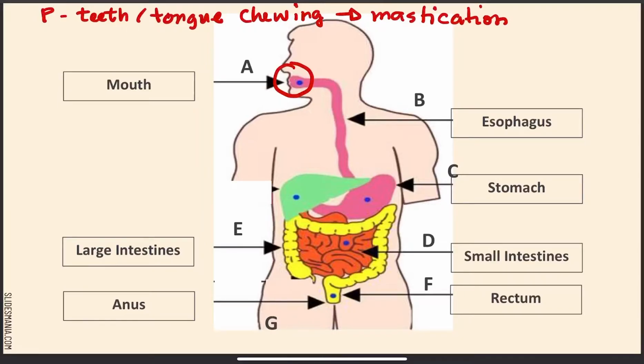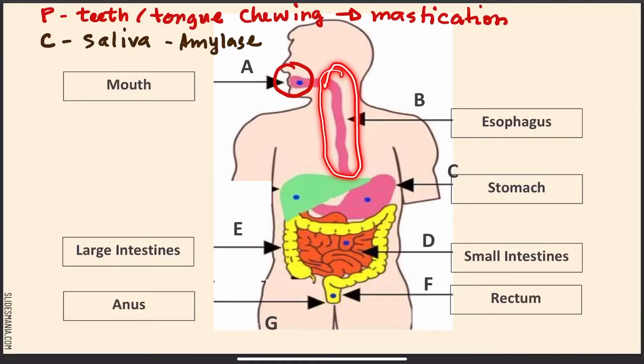But aside from that, chemical digestion also happens because in your saliva, there is an enzyme called amylase. And amylase, we will find out later, is what breaks down starch in your mouth into simple sugars such as glucose. After that, we swallow the food and it goes down the esophagus.